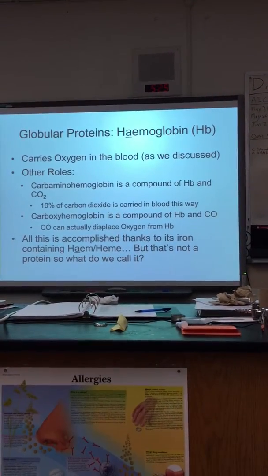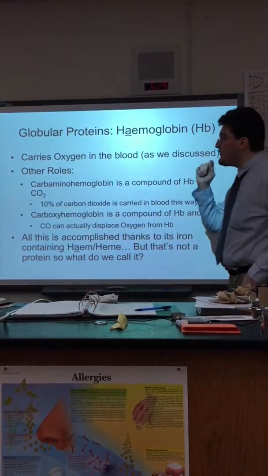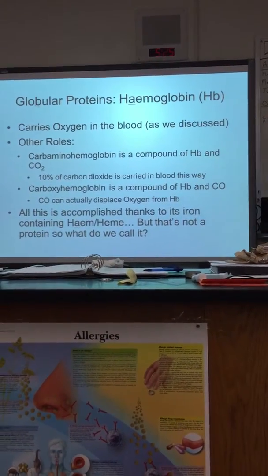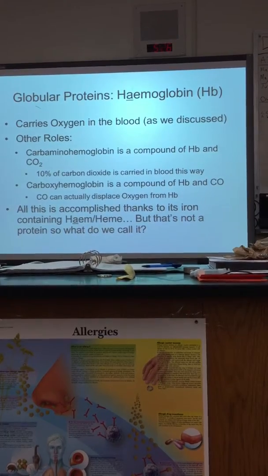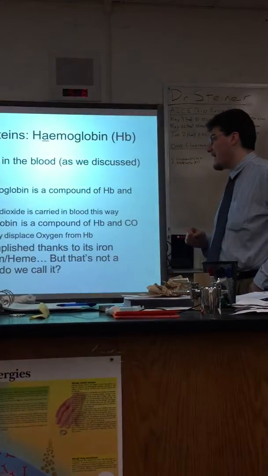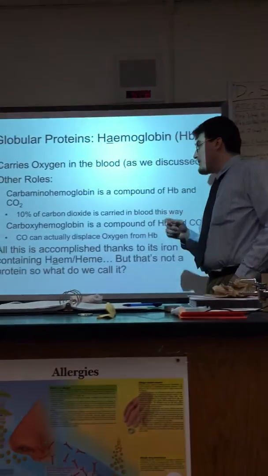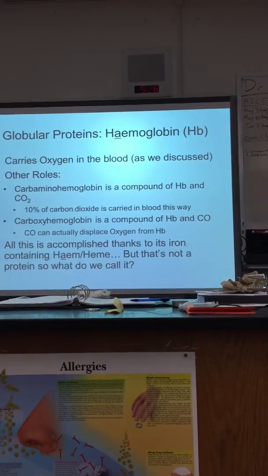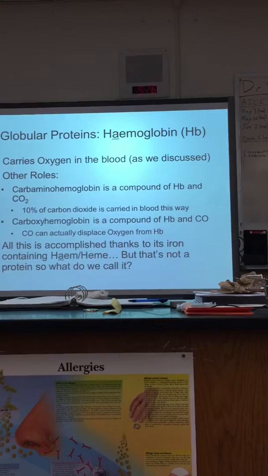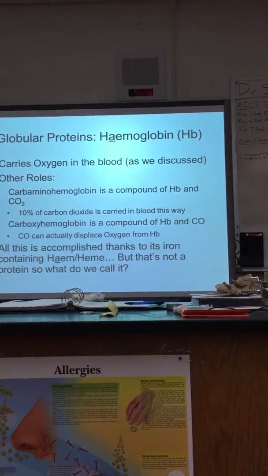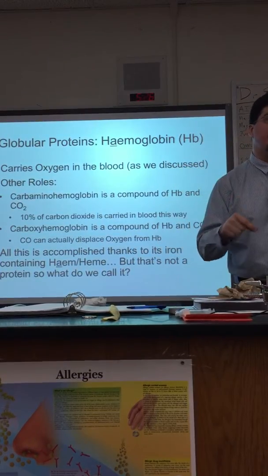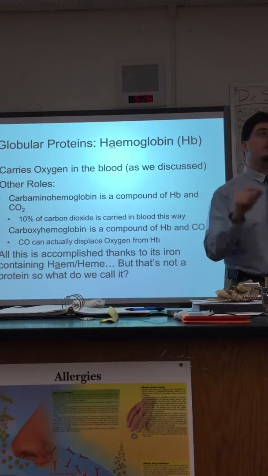Carbaminohemoglobin is a compound of hemoglobin and carbon dioxide. It is attached to the terminal amino ends of hemoglobin. I've corrected that in the past. 10% of carbon dioxide can be carried in the blood in this way. Carboxyhemoglobin is carbon monoxide and hemoglobin. That is attached directly to the iron-containing heme subunit, the prosthetic group.